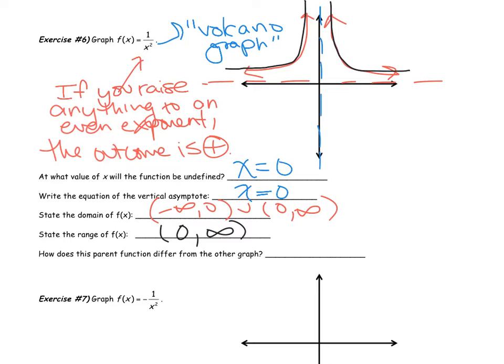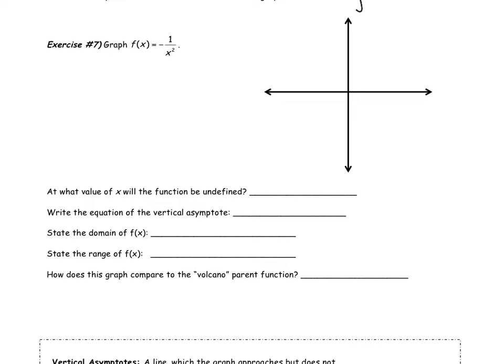So now how does this parent function differ from the other graph? Well, here, all the y values now are positive. Okay. All right, let's take a look at our next graph. Now we are looking at exercise 7. So now we have a negative out front here of that 1 over x squared.